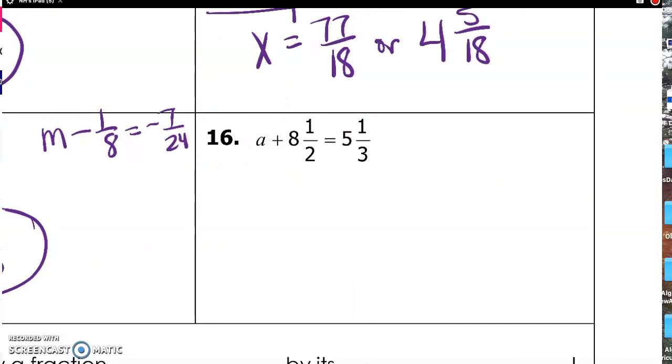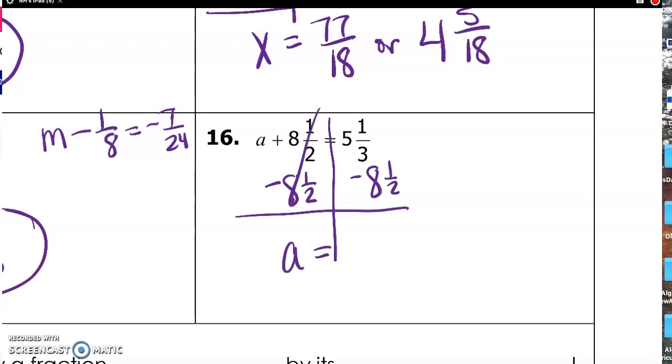For 16, we're adding 8 1/2. So to get rid of add 8 1/2, I need to subtract 8 1/2. So that cancels that. We're left with a equals 5 1/3 minus 8 1/2. That would either give us negative 19/6 or negative 3 1/6. So either one is correct. Negative 19/6 as an improper fraction, or negative 3 1/6 as a mixed number.